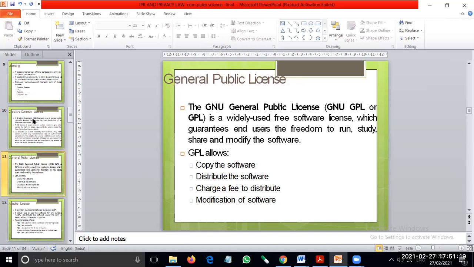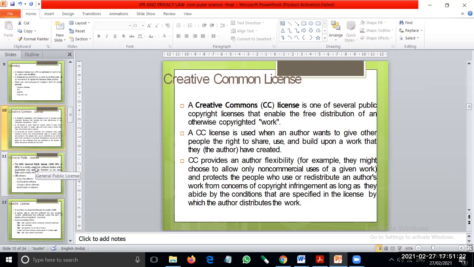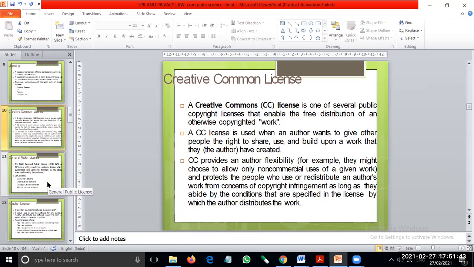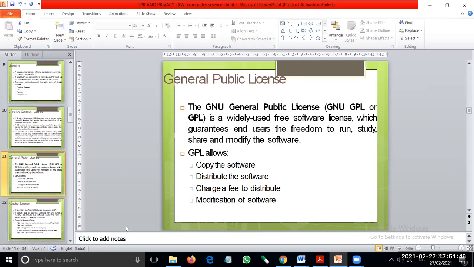Now, Creative Commons license, public license. General Public License is also a public license, a widely used free software license, which guarantees a user the freedom to run, study, share and modify the software. It is also called GPL. GPL stands for General Public License. You can copy the software, distribute the software, and charge a fee to a distributor.